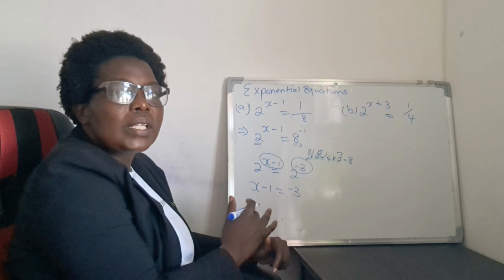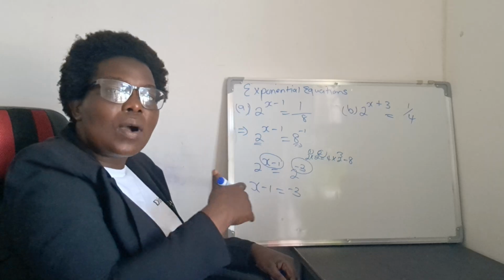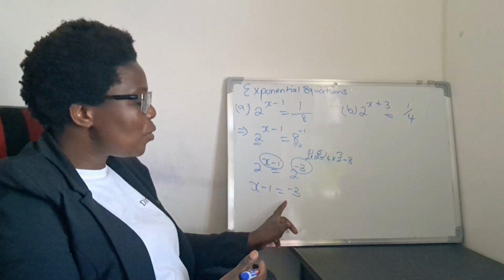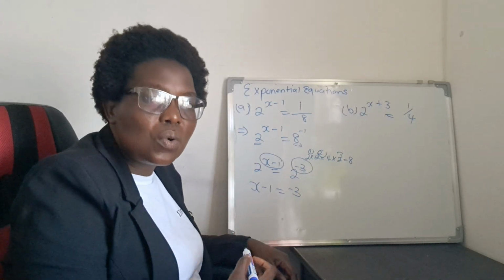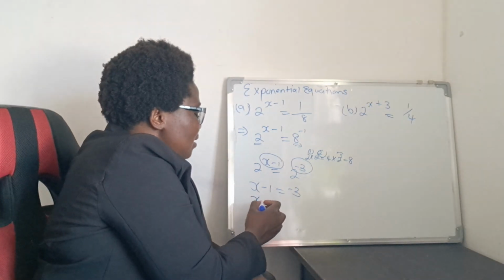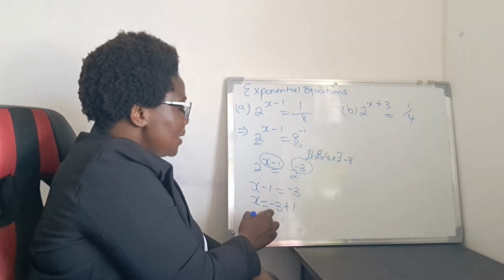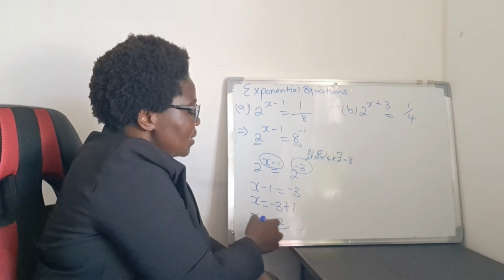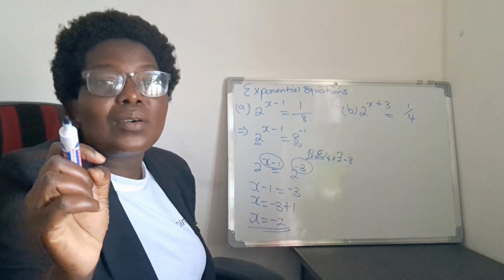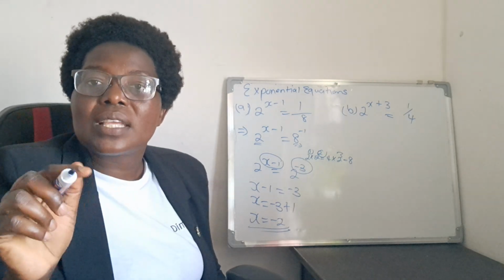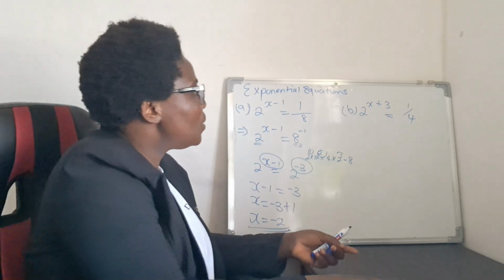Remember what we said, we need to leave x as a subject of the formula. Therefore, we must take 1 across the river, that is our equal sign. Any number that crosses the equal sign, the sign that it carries will automatically change. So this is minus 1, so therefore it will become plus 1. So our x will be equal to minus 2. Why minus 1 plus 1? You are owing 3, and now you just got 1 to pay. So therefore it means you still owe 2. Alright, so this is how we simplify that part.